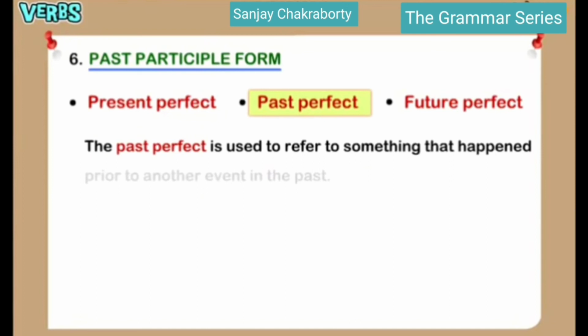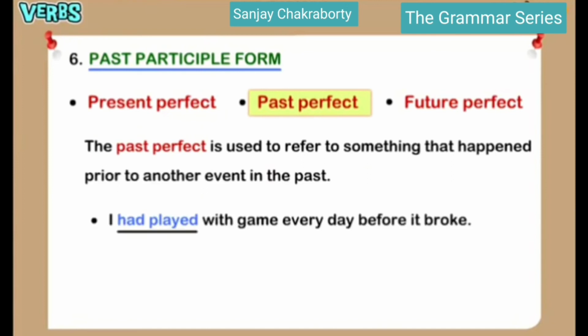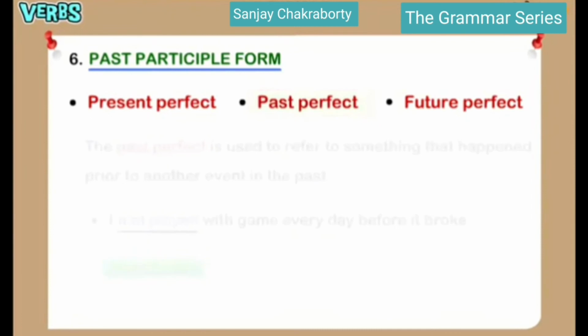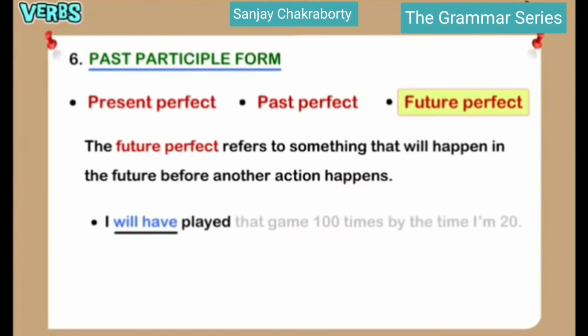If we talk about past perfect, it is used to refer to something that happened prior to another event in the past. Like, I had played with Ram every day, for example. I've altered the sentence. It is quite obvious. Now we'll move on to another sentence to elucidate it further. I believe everything was quite easy and neat up to here. You could pause the video to watch it properly. Now future perfect refers to something that will happen in the future before another action happens. Like, I will have played that game 100 times before.